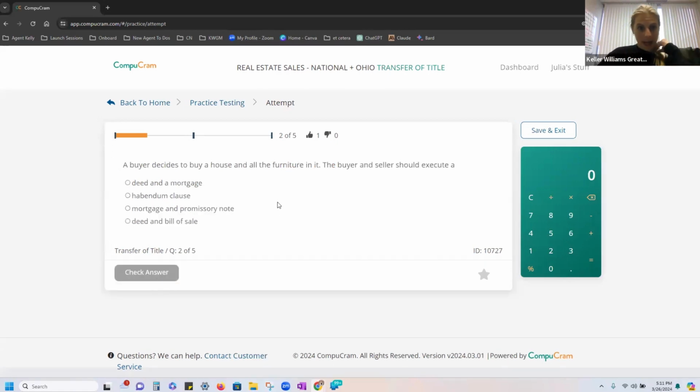Next question. A buyer decides to buy a house and all the furniture in it. The buyer and seller should execute A, deed and a mortgage, B, habendum clause, C, mortgage and promissory note, or D, deed and bill of sale. So a buyer decides to buy a house and all the furniture in it. The buyer and seller should execute a deed and mortgage, B, habendum clause, C, mortgage and promissory note, or D, deed and bill of sale?